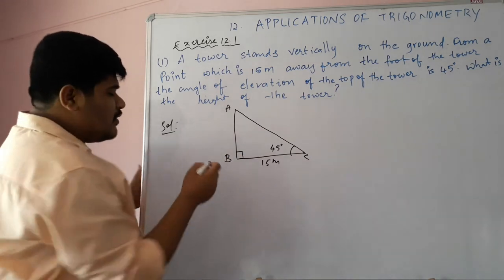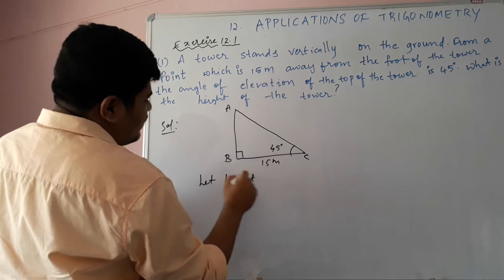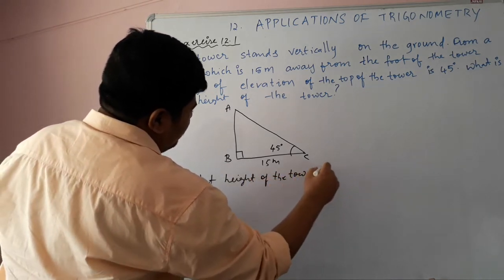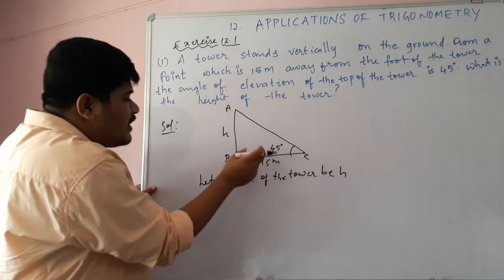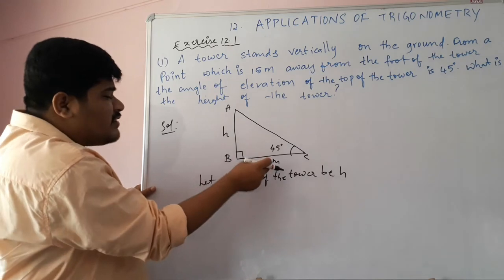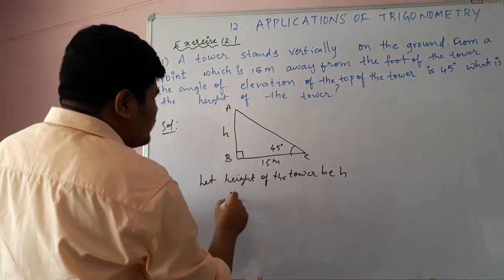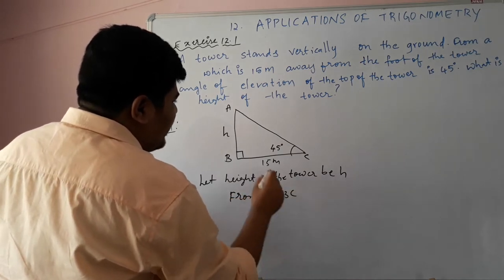Let the height of the tower be h. So this is h, and we have the adjacent side. We need to find the opposite side to theta. So students, from the diagram, from triangle ABC, what can we write?